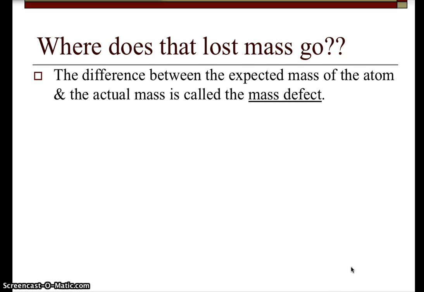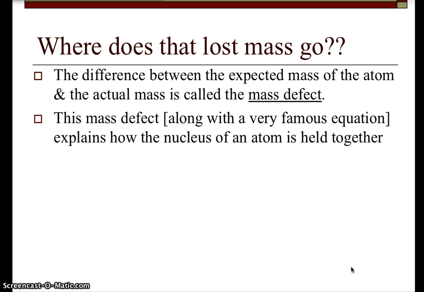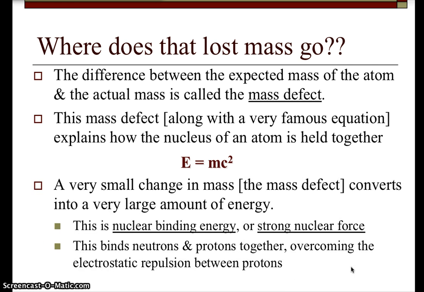Like I said, the difference is called a mass defect. And that mass defect, along with probably the most famous equation in all of science, actually explains how the nucleus of the atom is held together. That mass actually gets converted into energy. So even though that mass defect was a very, very tiny amount of mass, it gets converted into a very large amount of energy. That energy is called nuclear binding energy, or the strong nuclear force. And it's what actually glues the protons and neutrons together.